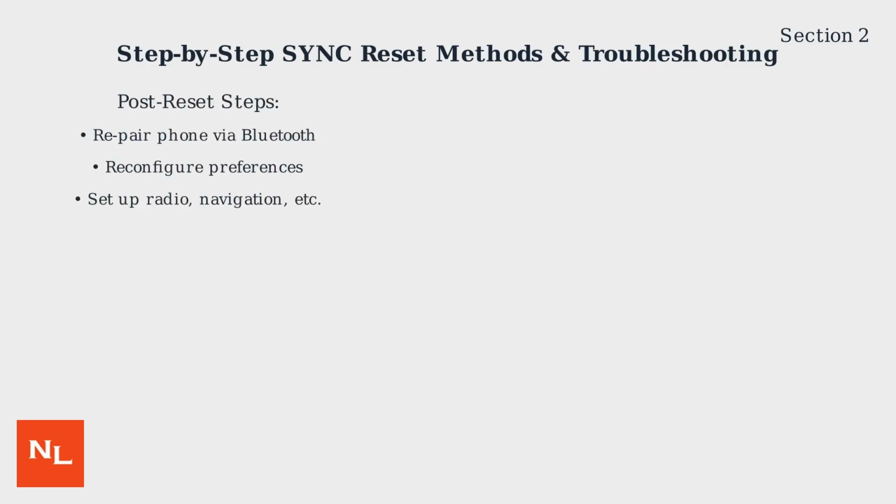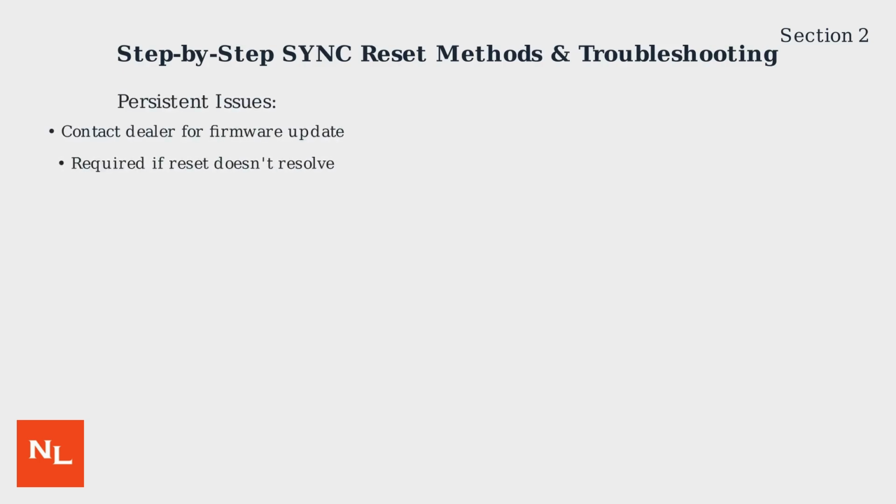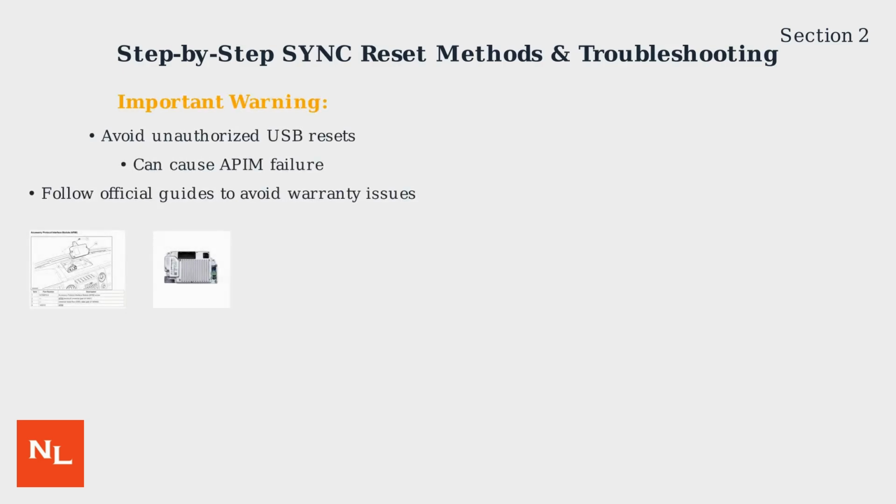After any reset, re-pair your phone via Bluetooth and reconfigure your preferences, such as radio stations and navigation settings. If issues persist after a factory reset, a dealer firmware update may be necessary to fix underlying software problems. Unauthorized USB resets can cause APIM failure, potentially voiding your warranty. Always follow official guides or seek professional assistance.